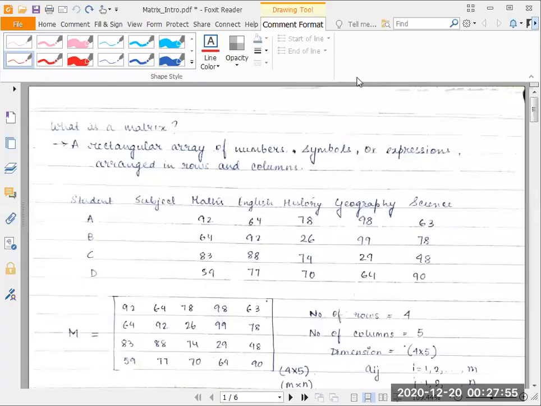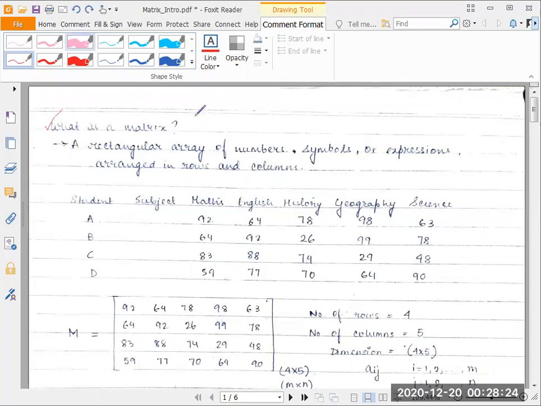Okay, so in today's video, we will be talking about matrices. Now, before we delve into the topic of matrices, let us first understand the definition of matrix and why we need to study matrix, what essentially helps us when we study matrices. So let's look at the definition first. The definition of matrix is a rectangular array of numbers, symbols, or expressions arranged in rows and columns. So that is the definition of matrices.